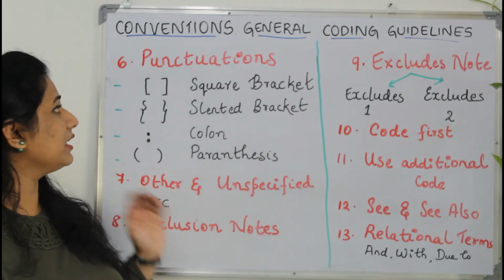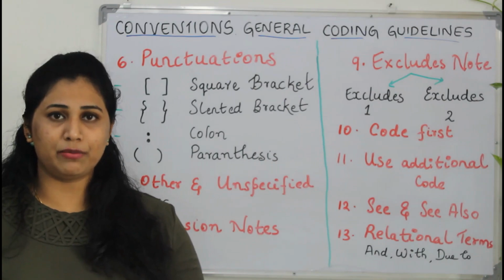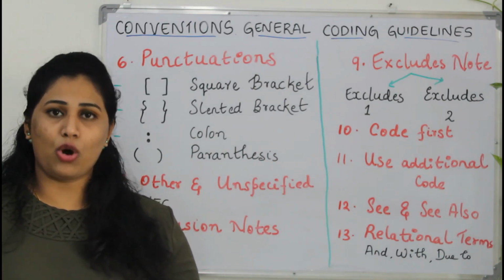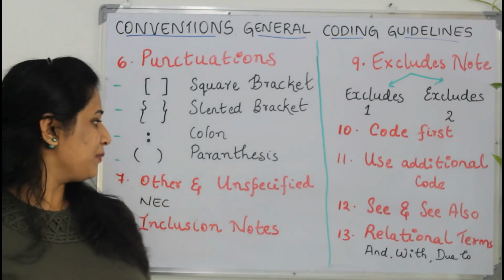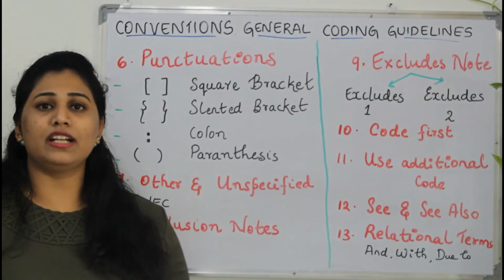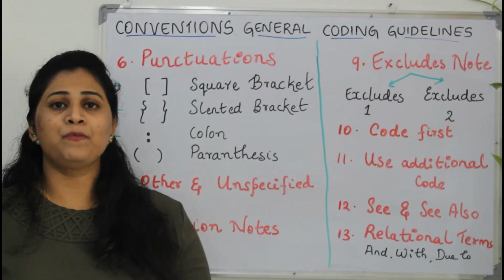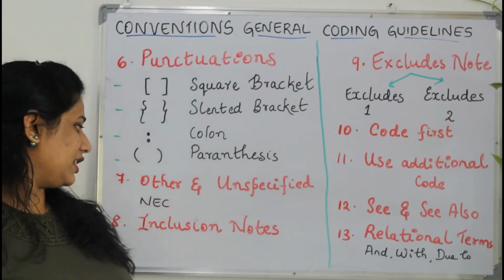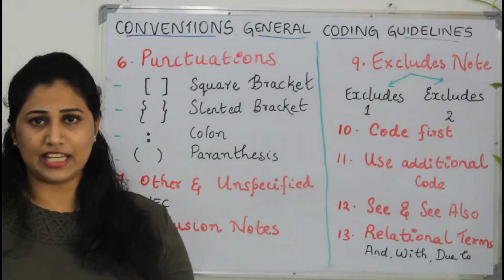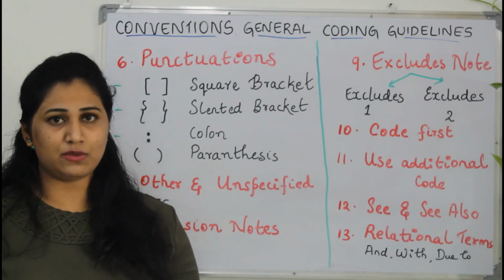So these are the main things that come under punctuation: square bracket, slanted bracket, then colon and the parenthesis. Then the next one is others, other and unspecified. Okay, other specified or unspecified. What is other specified and unspecified? It's nothing but NEC, as previously I told, not elsewhere classified.